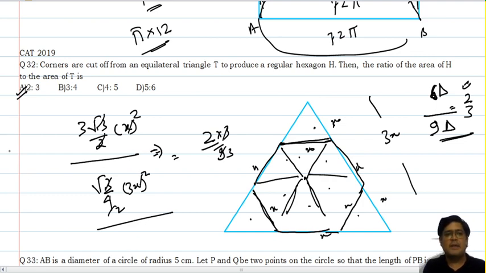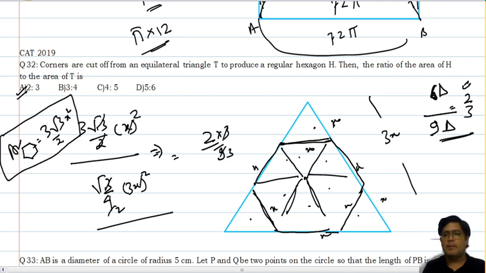Again, let me cover this one more time. Area of a regular hexagon is 3 root 3 by 2 side square. If you can recall this, this should not be a problem. Next one.